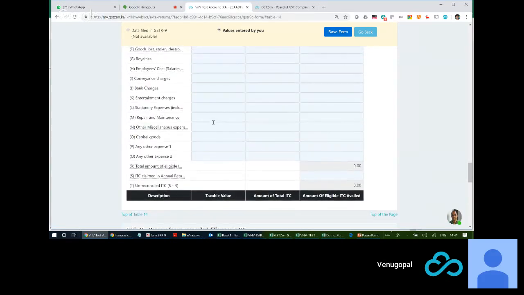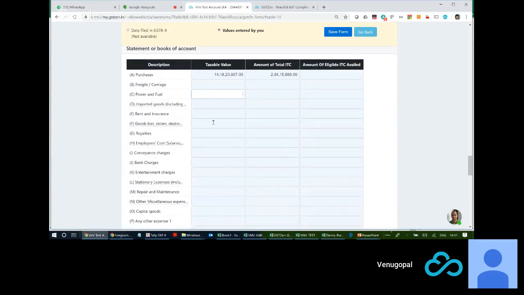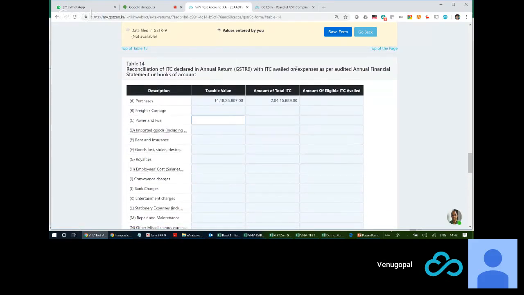the books of accounts. So usage of technology will definitely help you to simplify how to fill various information. Only point, please note, whenever you are entering a value, please keep saving the form, so that when you go back, you don't miss out on any data.